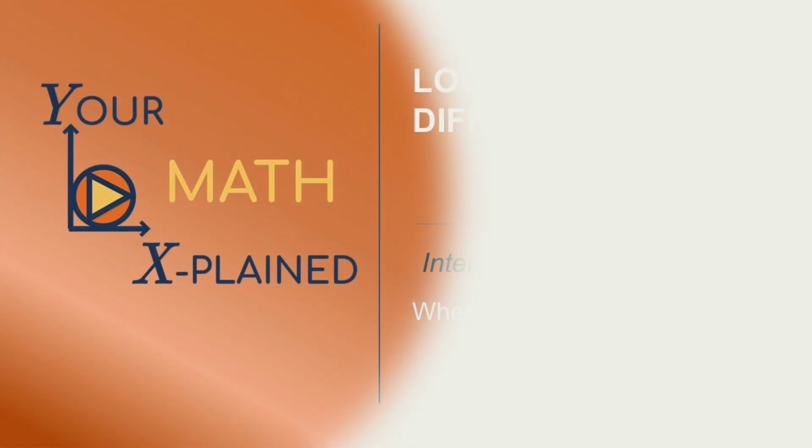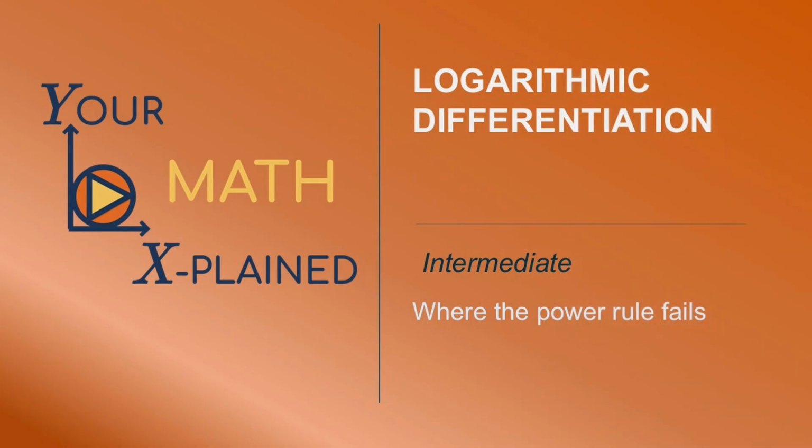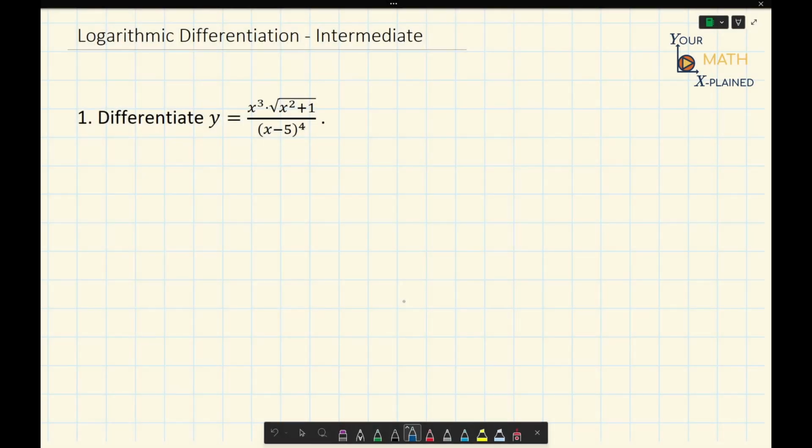My name's Angela. In the last video, we introduced a technique called logarithmic differentiation, which allowed us to bypass complicated product and quotient rules by taking the log of both sides of the equation, simplifying it using our log laws, and then using implicit differentiation to find the derivative. In this video, we're going to take a look at a few intermediate level problems involving logarithmic differentiation and some common exam problems that could show up.